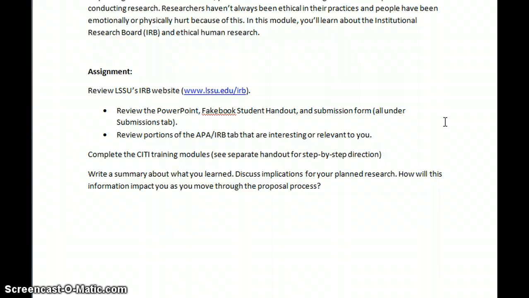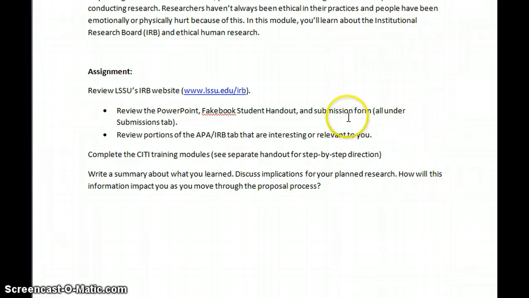But the PowerPoint does a nice job of giving the history. There are some cases in there where maybe practitioners did not follow ethical standards, and you can see there's some pretty clear damage that was done to people. So it gives a little bit of background about why we have the law that we have and why we have the IRB. There's also a Fakebook student handout. I'd like you to look at that. They did a nice job. It's pretty interesting. It's supposed to look like Facebook. It has some FAQs on there. It has some nice links, good resources. It's just a nice, easy way to get an overview.